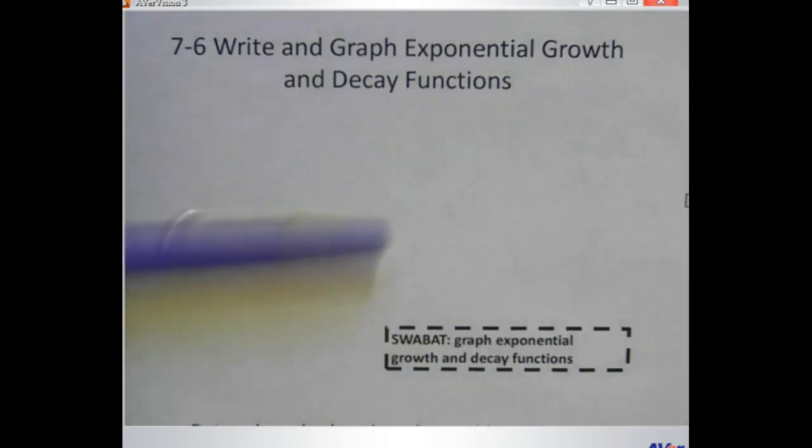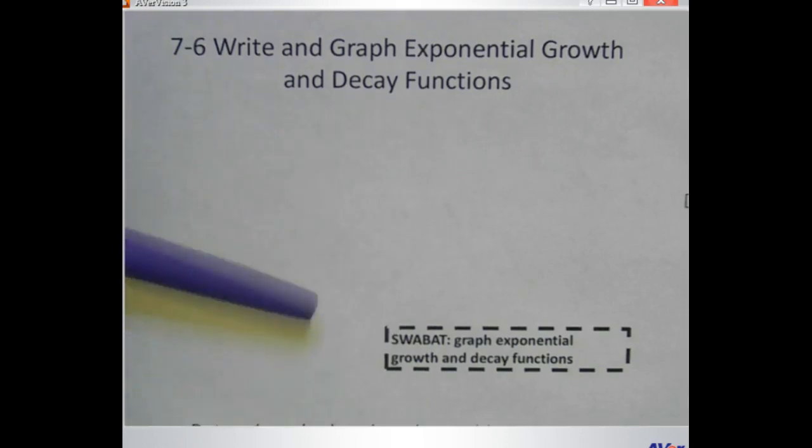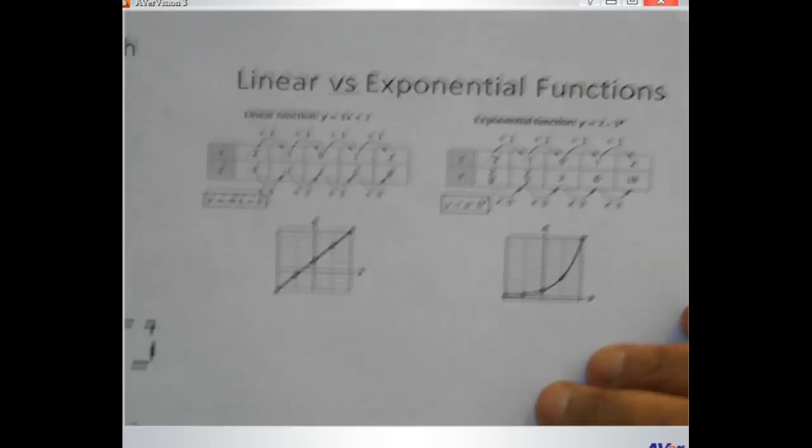Our SWABAT is to graph exponential growth and decay functions. What a novel idea. Okay, let's go through our first little bit of information here for you.